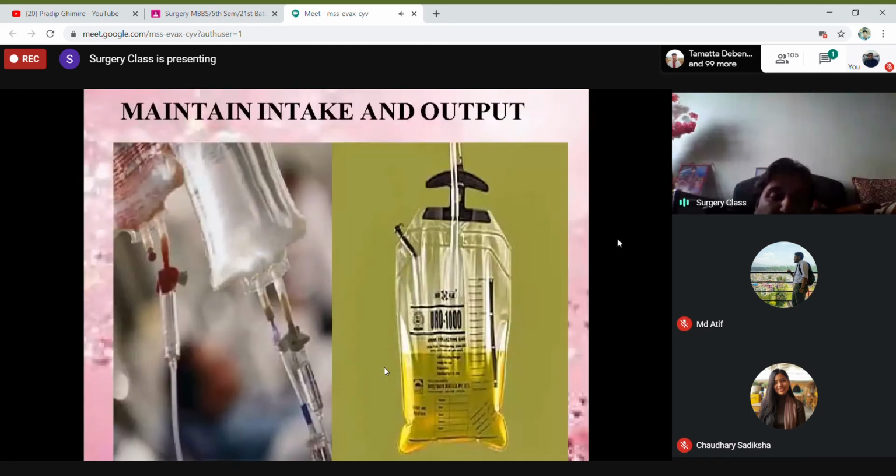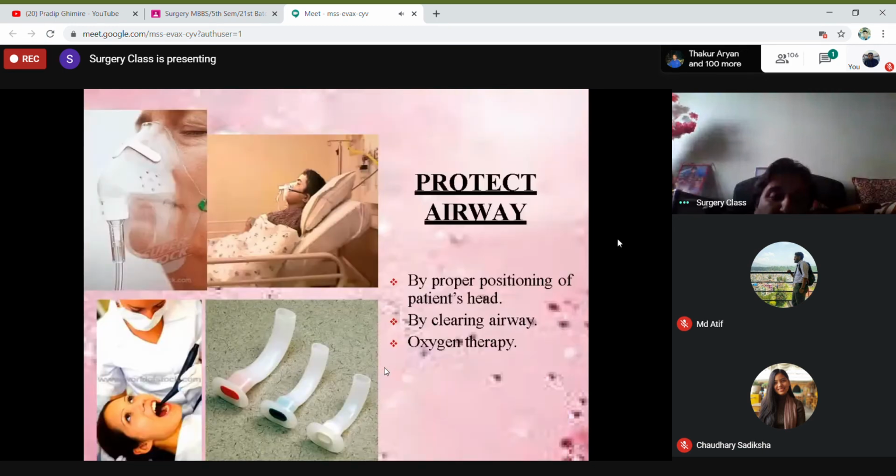Then intake and output: you can see how the IV fluids are hung there. And airway protection, can you see this is called airway? In the left upper there is a mask, the patient is on a mask and oxygen is being given to the patient, and in the right upper you can see a patient in the post-operative ward with oxygen supplementation, and in the right lower you can see the airway.